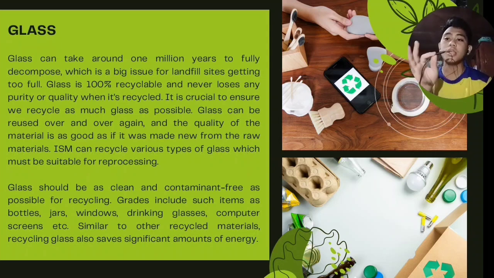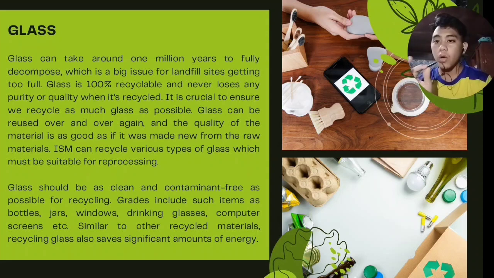So glass is 100% recyclable, and it does not lose quality or purity. Once you recycle glass, it does not deteriorate or change the quality of the product. So it is crucial to ensure we recycle as much glass as possible. Glass can be reused over and over again. Once you have used it, it can be reused again, like there is no end to the reuse.